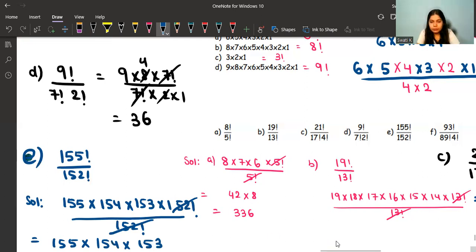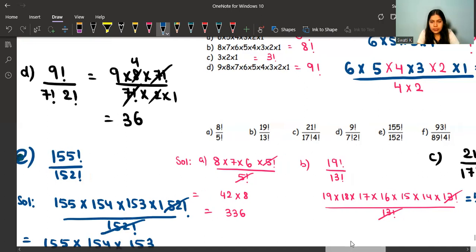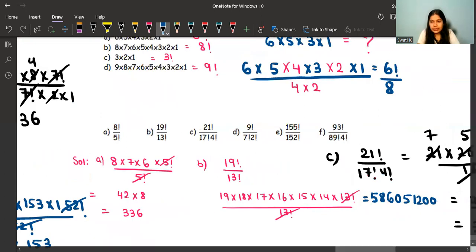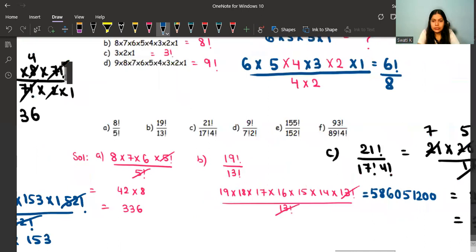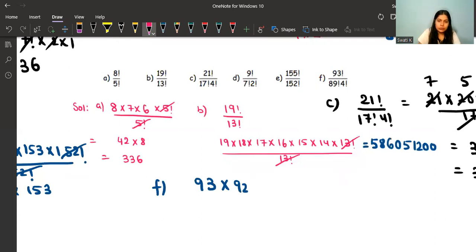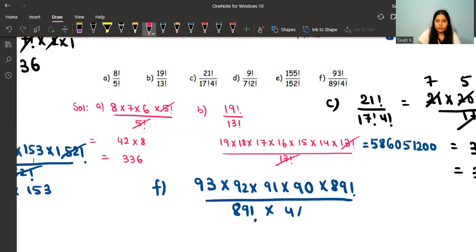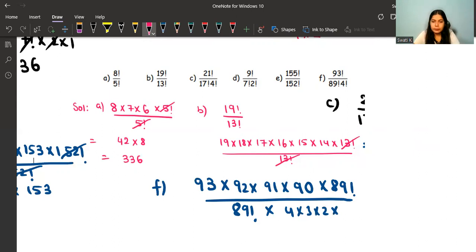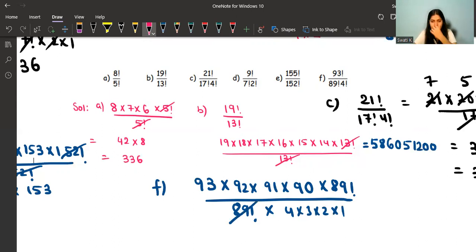Okay, now let's move to the sixth question, that is 93 factorial divided by 89 factorial into 4 factorial, right? So the first one, 93 factorial, we can write down as 93 into 92 into 91 into 90 into 89 factorial, right? And then, of course, divided by 89 factorial as it is. 4 factorial, I can write down as 4 into 3 into 2 into 1, right? This and this will get cancelled, right?